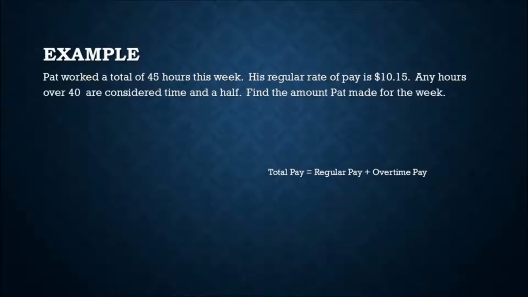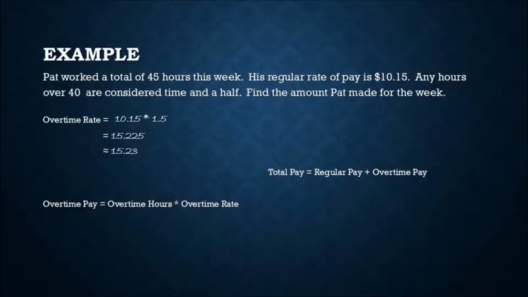Overtime one is a little bit more complicated, so we're going to start with the overtime pay, which again is just the overtime hours times the overtime rate. So let's find the overtime rate first. We take our regular rate, 10.15 times 1.5. Why 1.5? Because it said in the problem that overtime is time and a half for this one. We multiply those together, we get roughly 15.23 per hour, per overtime hour.